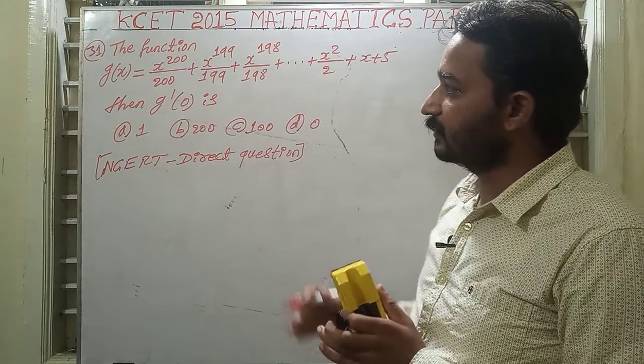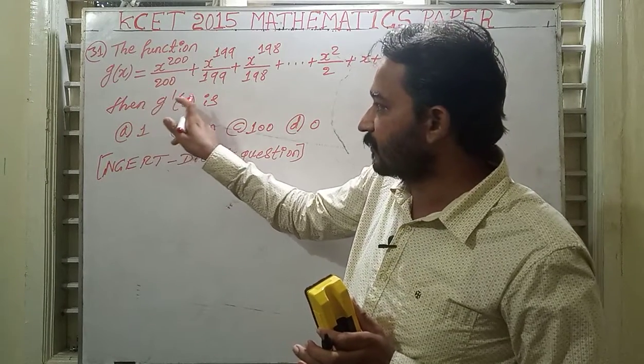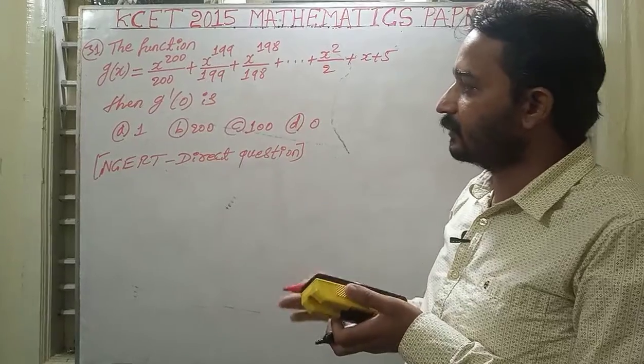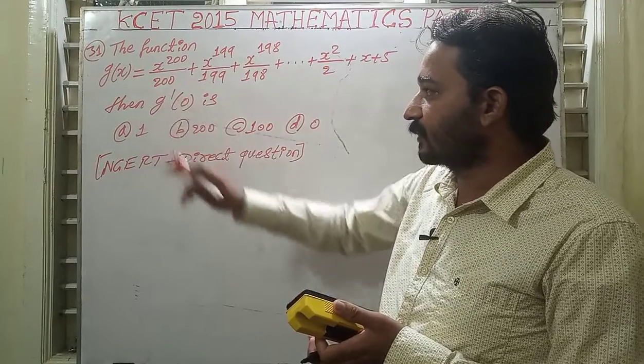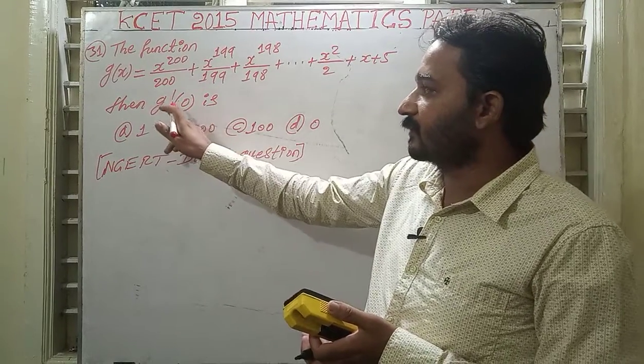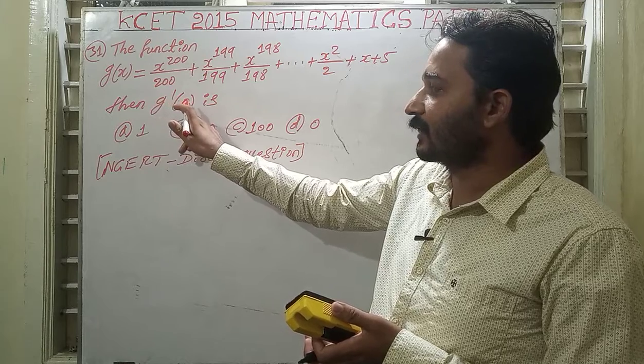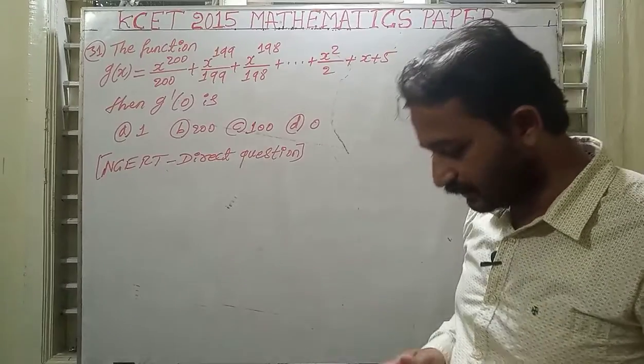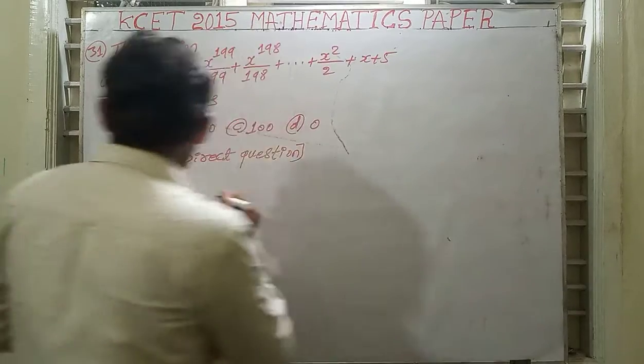So we have to find g dash of x first using the condition g of x, and then find out g dash of 0. Put x equal to 0 in g dash of x, and we get the required answer. So now let us take g of x in this case. G of x is what?